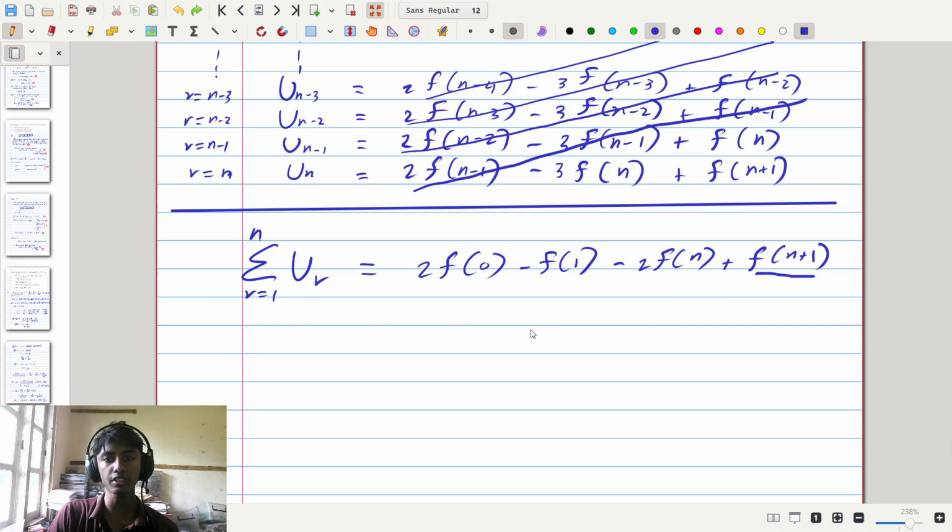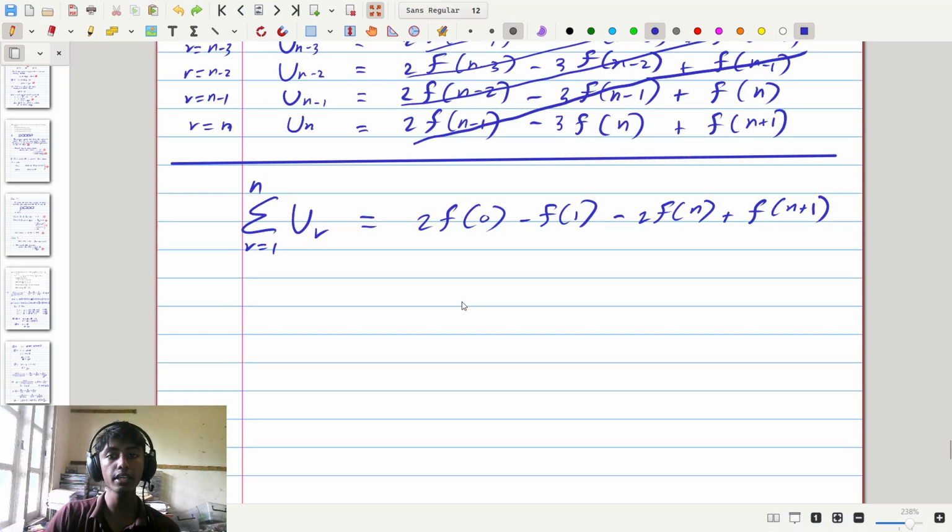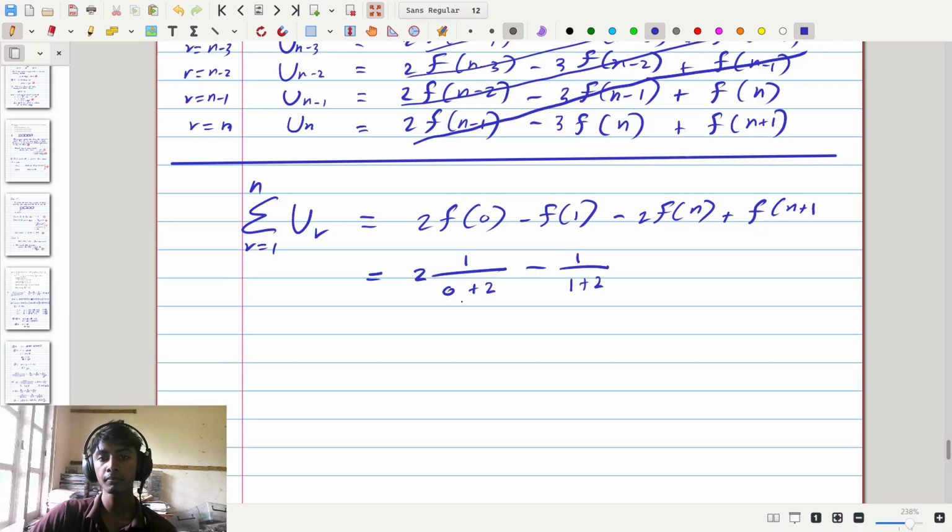So doing so, we can see, since f of r is equal to 1 over r plus 2, the first term here is going to be equal to 2 times 1 divided by 0 plus 2. The next term here is going to be equal to 1 divided by 1 plus 2. The term after is going to be equal to minus 2 over n plus 2. And the last term here is going to be equal to 1 over n plus 1 plus 2.